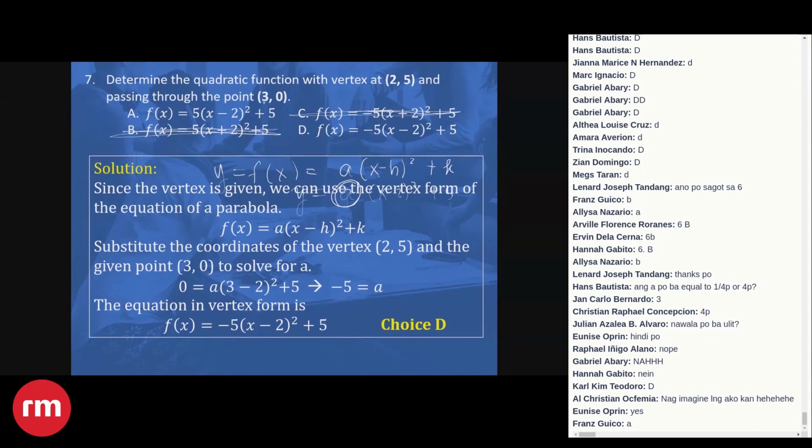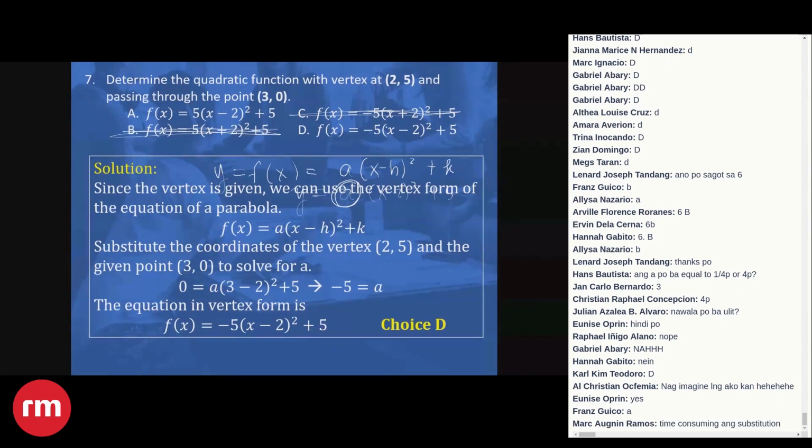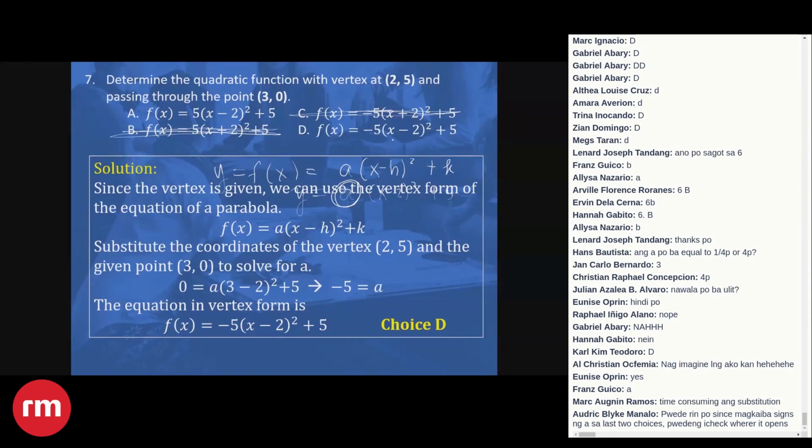If you use x equal to 3 in letter A, what is the value of y? When x is 3, this one is 5 times 1 plus 5. That's 10. This means the graph is not passing through 3, 0 for letter A. Because when x is 3 and you substitute it here, y is not 0, y is 10. So A is not the equation that you're looking for. It should be D. Because in letter D, if x is 3 and you substitute it in our function, negative 5 times quantity 3 minus 2 squared, that's negative 5, plus 5, you will get y to be 0. So letter D is really the answer you are looking for.